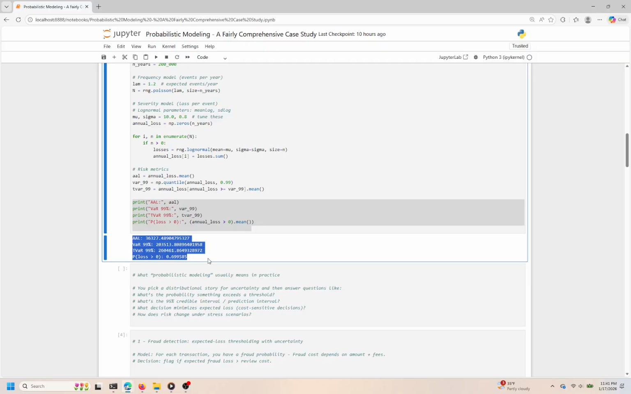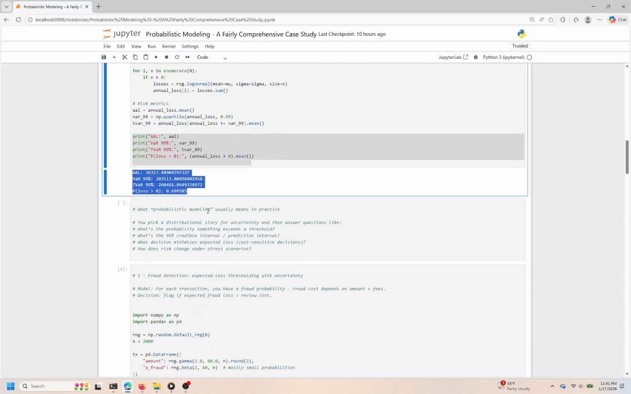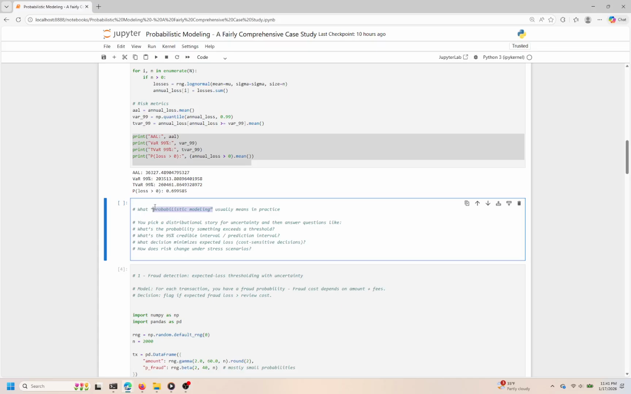Cell 5. In this cell, we delve into the concept of probabilistic modeling and its practical implications. Understanding probabilistic modeling is crucial because it allows us to incorporate uncertainty into our analyses and decision-making processes. Essentially, we begin by selecting a distribution that captures the uncertainty inherent in our data or predictions. This choice is pivotal, as it shapes how we interpret various scenarios and outcomes.